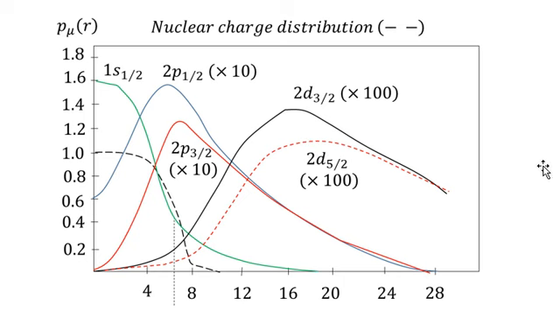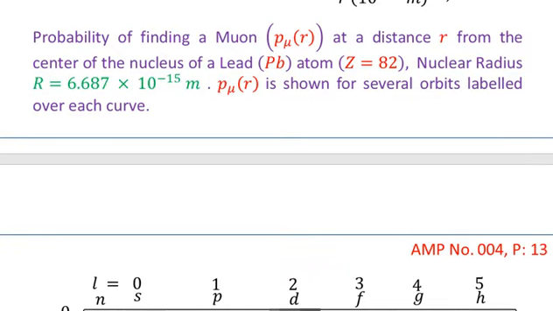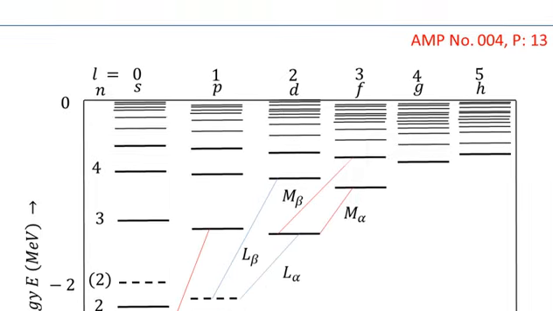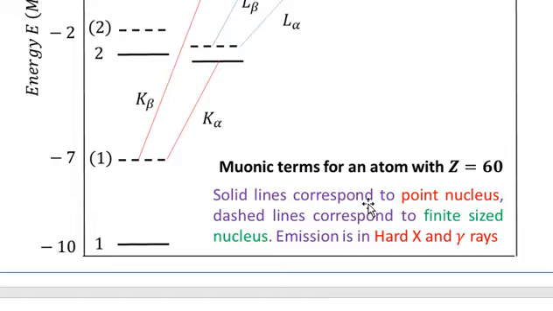So you see that this was all about the muonic atoms, but of course there is something more that we can see over here. So let me read the caption of this one. These are the muonic terms. This is the term diagram for the muonic atom. So these are the muonic terms of an atom with Z equal to 60. That is, we are talking about again the lead atom.